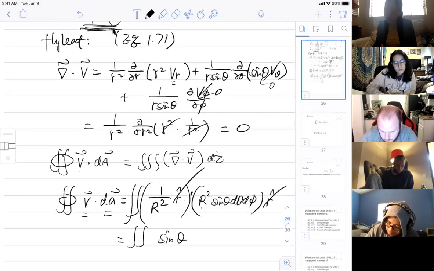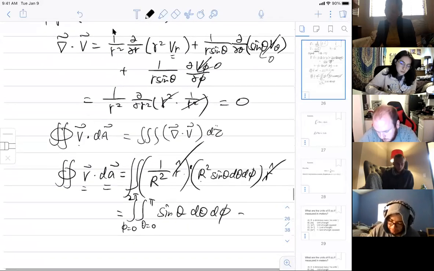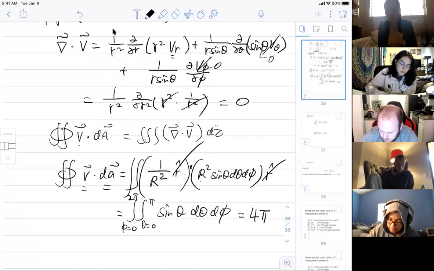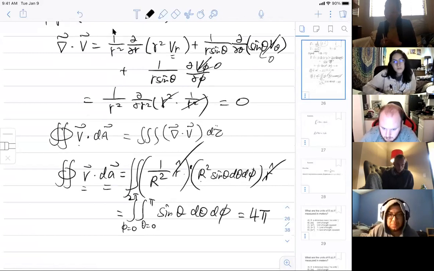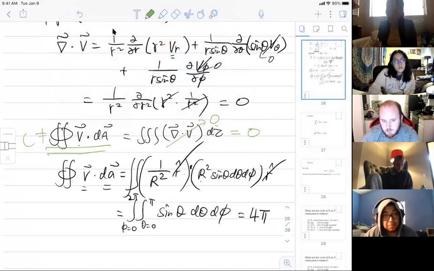So what does this expression look like? I get an integration of sine theta d phi, where theta goes from 0 to pi, and phi goes from 0 to 2 pi. You can see that gives me 4 pi. You can work out the details later. Don't worry too much about this process. You can verify the math later. But the point is, I just found the divergence to be 0, so this should be 0. However, I get a non-zero flux. So what is going on?